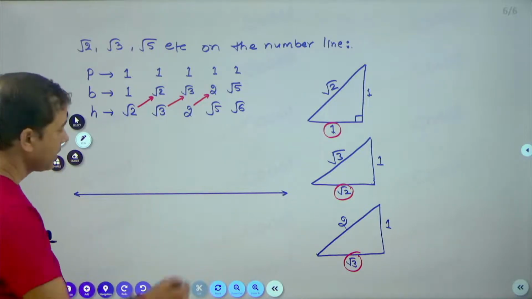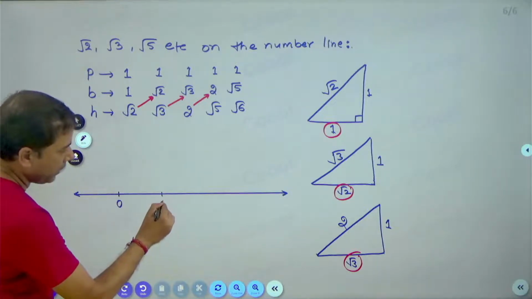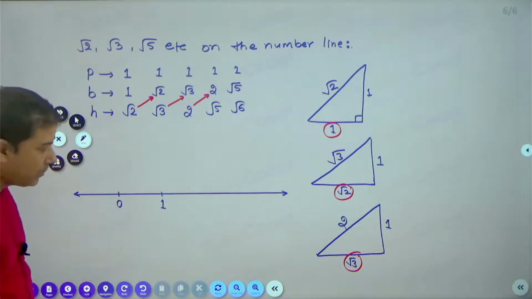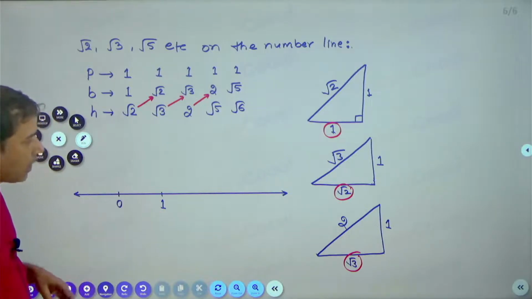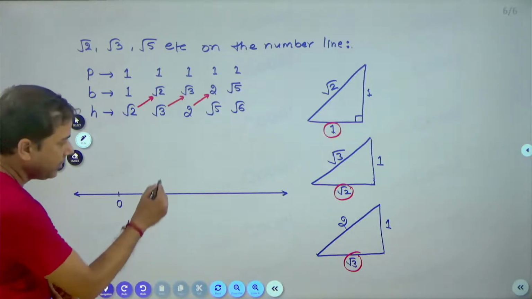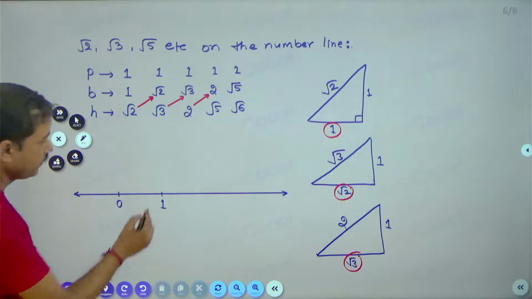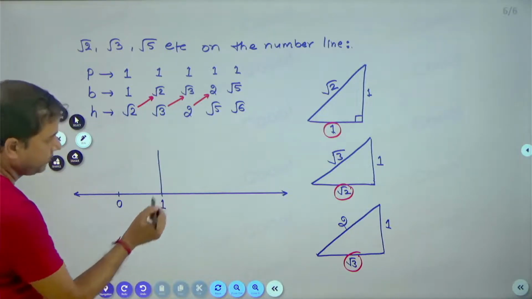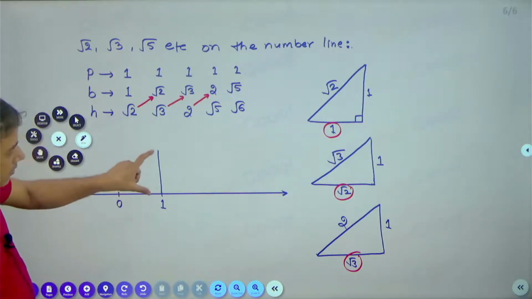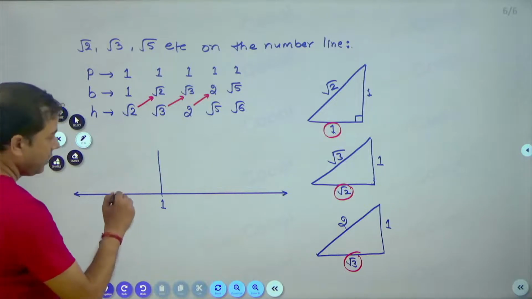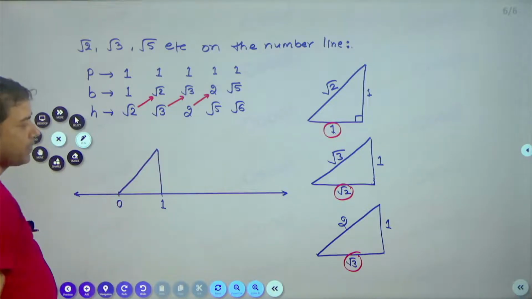Okay. See, I'm taking 0 here and 1 here. What does that mean? That means this is 1 unit length. So now I will draw a perpendicular here at 1 of length 1 unit. This is 1 unit, base is 1 unit, perpendicular is 1 unit. I will join to create hypotenuse.